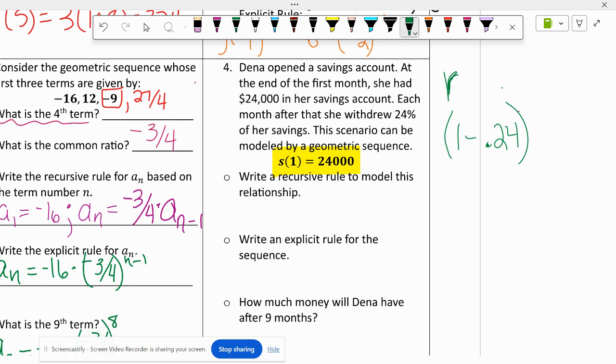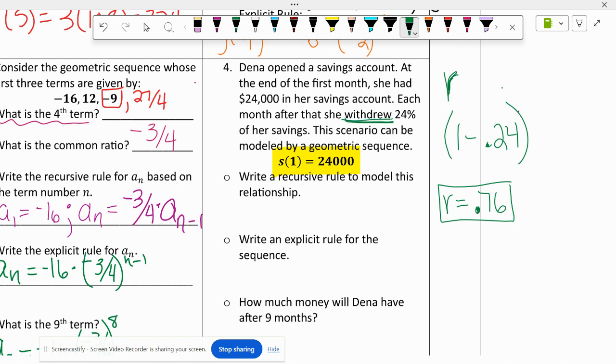24%. I wrote it as 0.24. What did I do to my percentage? I turned it into a decimal. Yes, sir. Thank you. So what is 1 minus 0.24? Anyone? What's 100 minus 24? 0.76. Thank you. Okay. So that is the R value. You have to watch for something like that. That is tricky. And I did put a question like this on your test that has decay because I'm withdrawing money.